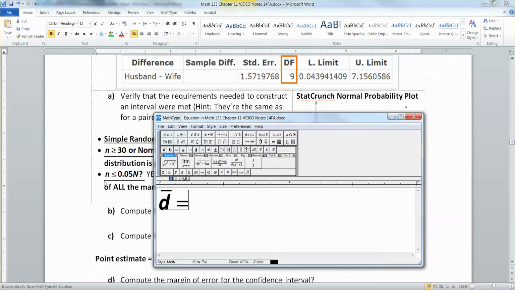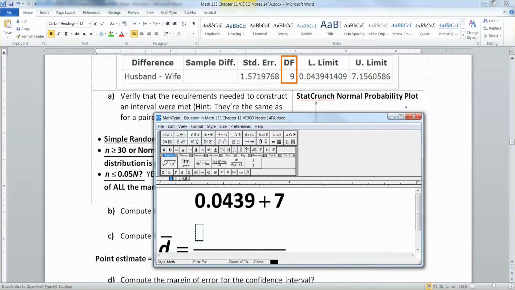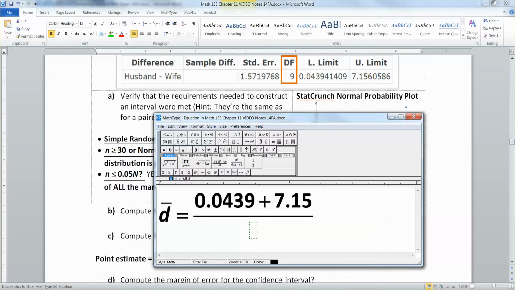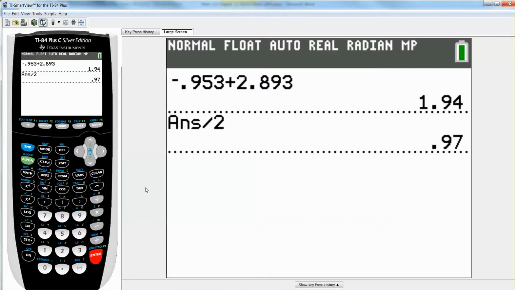Divide by 2 because you need to have the average of the two of them. So 0.0439 plus 7.156, add them up and divide by 2, and you'll get what is the middle. So let me find that.